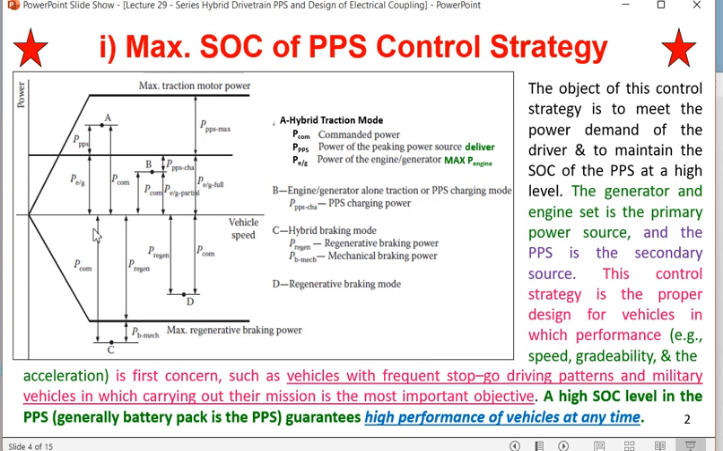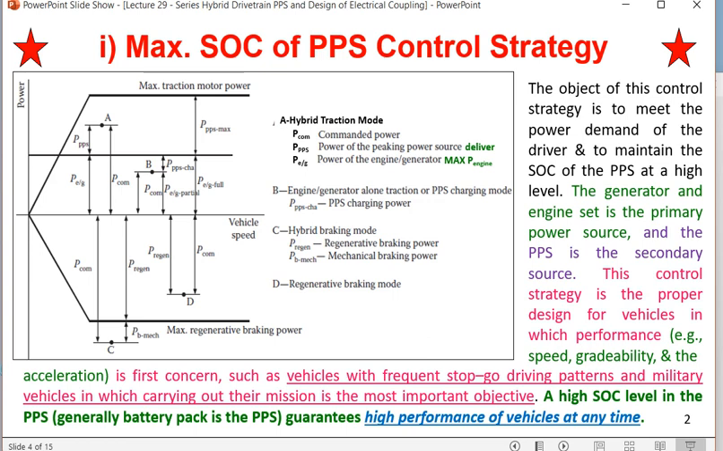So what is the first case? The first case is the vehicle is demanding power A. Above the vehicle speed axis it is traction, below the vehicle speed X axis it is braking. So the top is action in the first quadrant, the fourth quadrant is braking. Commanded power is A. This much power is supplied by the engine generator, this much power is supplied by the PPS. So power A is given to the vehicle for driving the vehicle properly.